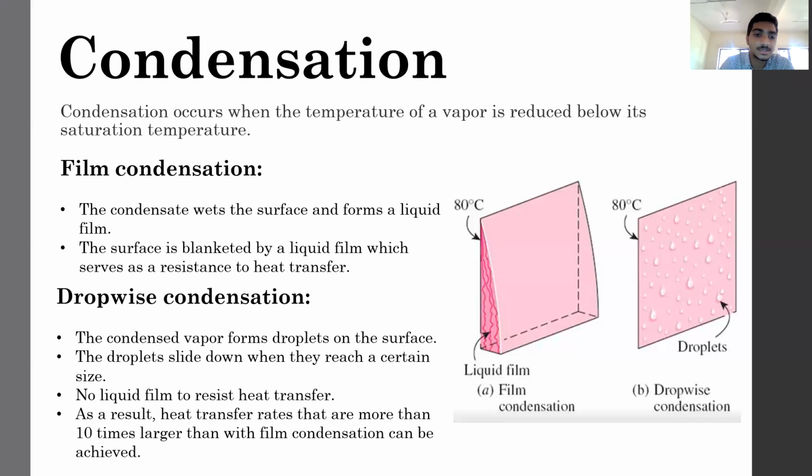So what is dropwise condensation? The condensed vapor forms droplets on the surface. The droplets slide down when they reach a certain size. No liquid film resists heat transfer. As a result, heat transfer rates more than 10 times larger than with film condensation can be achieved. So let's move ahead.